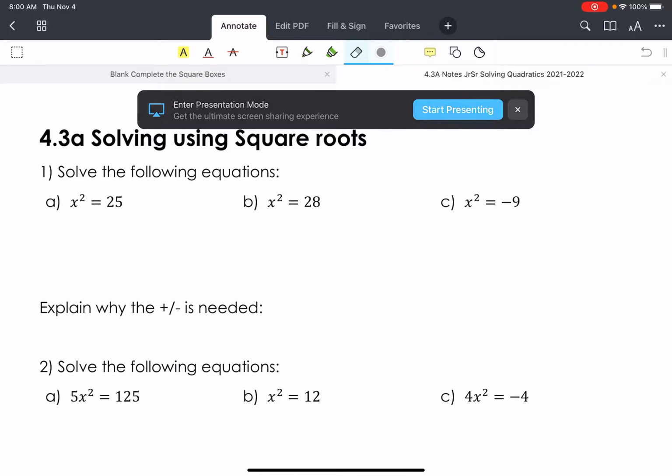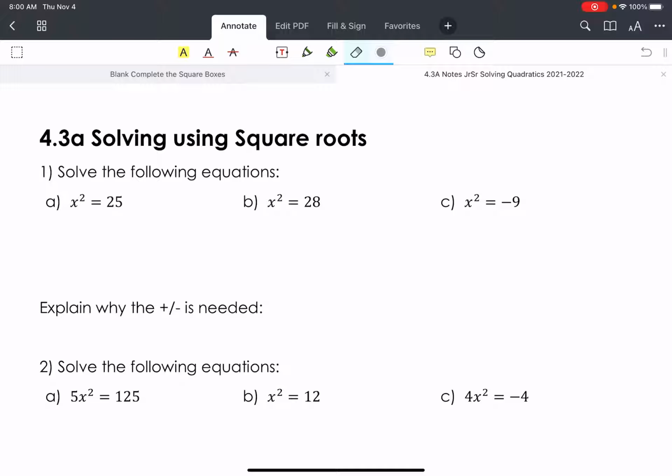Okay, so today we're learning different ways to solve quadratic equations, okay? Now, here's what I want you guys to do. If you're good at doing the math in your head, great. If not, go ahead and grab a calculator out real quick, okay?